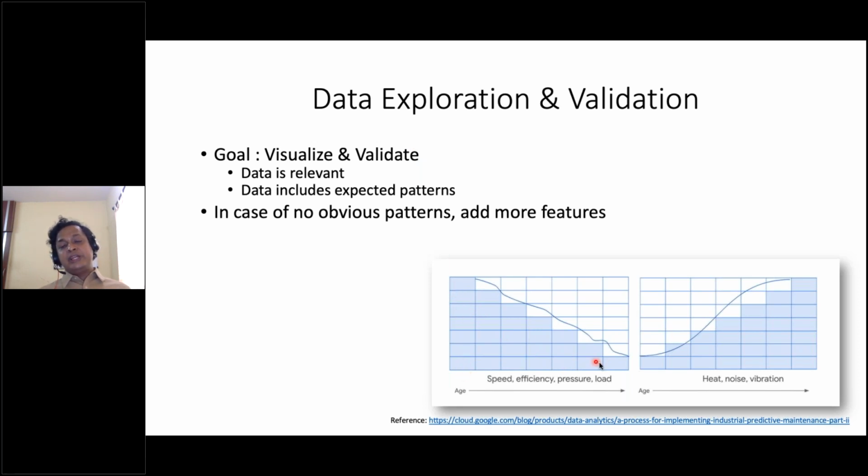We can probably expect to see this kind of patterns. Again, this is from a blog post, from a document from Google. As the equipment gets older, probably the efficiency of the equipment goes down. As the equipment gets older, probably the heat generated by the equipment goes up. Whether I'm able to see this kind of patterns. If I am not able to see some obvious patterns, probably I should go back and collect more data, or I should do something else called feature engineering, which we are going to talk about next.